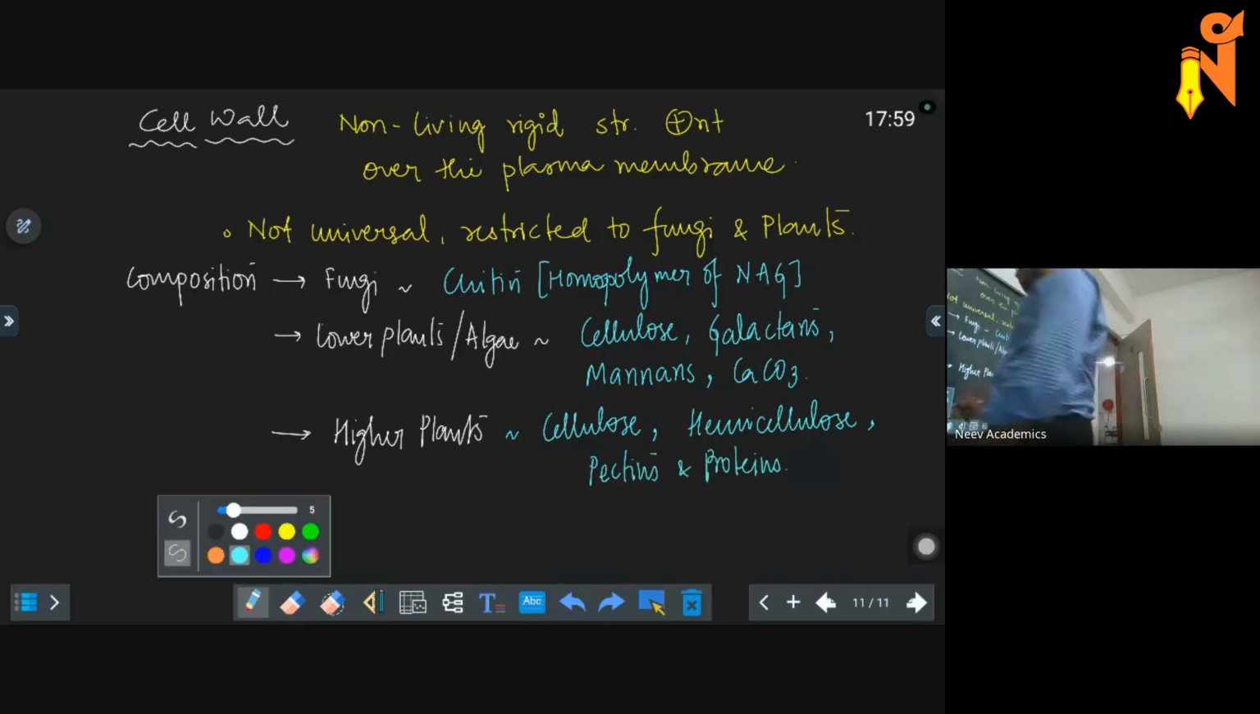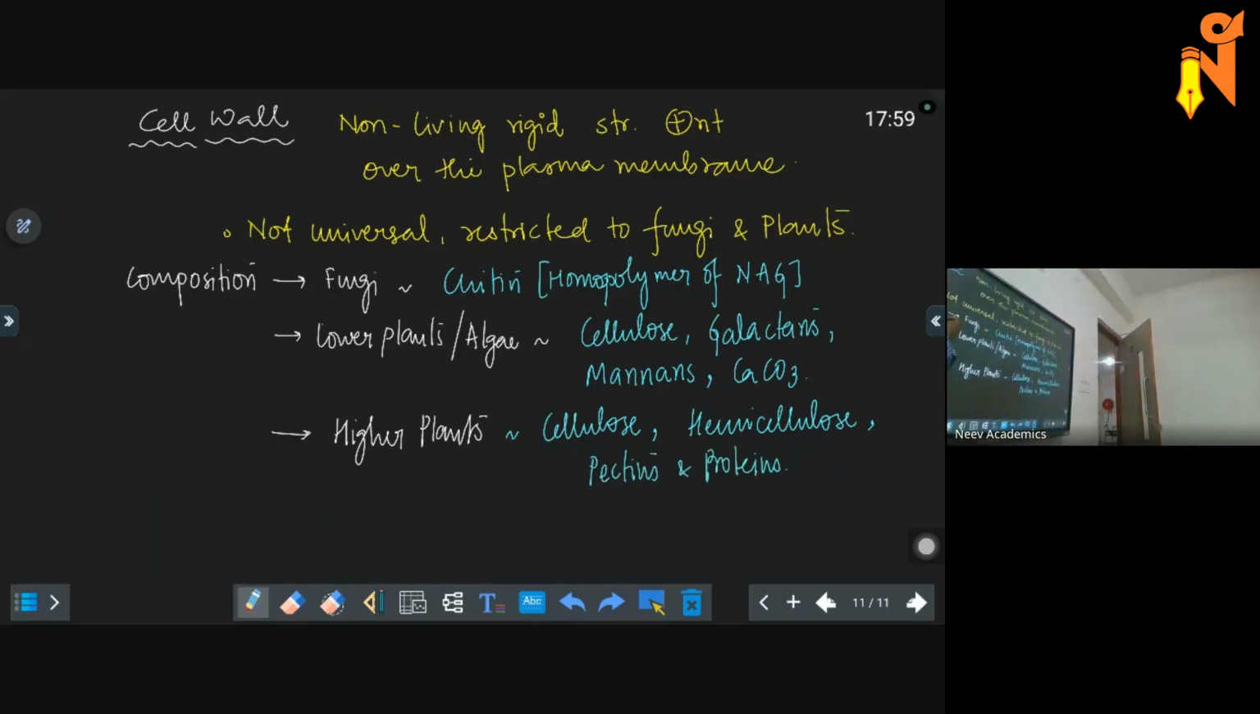So these two, because in fungi there is no classification of primary wall or secondary wall, but in plants there is a classification. So these are the composition of the primary cell wall.